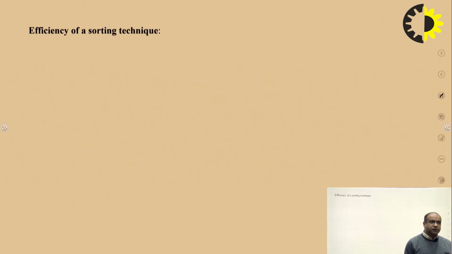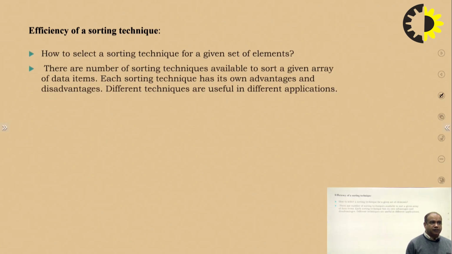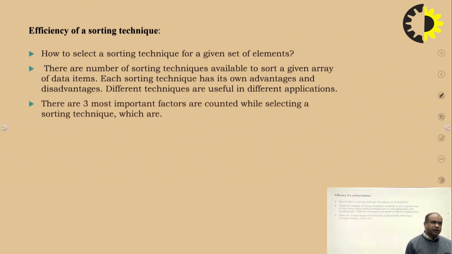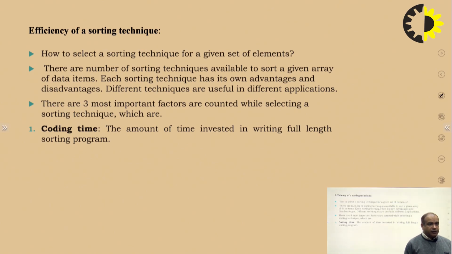Efficiency of sorting technique: how to select a sorting technique for a given set of elements. There are a number of sorting techniques available to sort a given array of data items. Each sorting technique has its own advantages and disadvantages, so different techniques are useful in different applications. Three important factors are considered while selecting a sorting technique. Number one, coding time: the amount of time invested in writing a full-length sorting program.